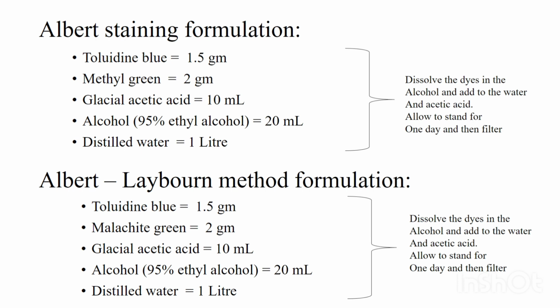Which bacteria can produce the volutin granules? An example is Corynebacterium diphtheriae, which produces granules. So this Albert staining can otherwise be called metachromatic granular staining.